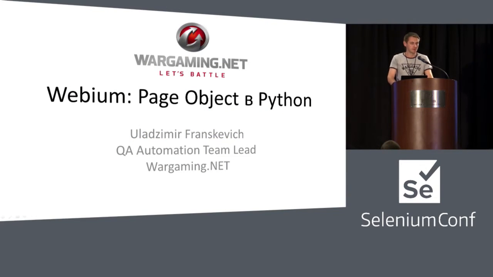I'm responsible for QA automation in web in the company called Wargaming. We produce online games which require actually a lot of web services. And today I'm going to share our experience and the page objects pattern implementation in Python.